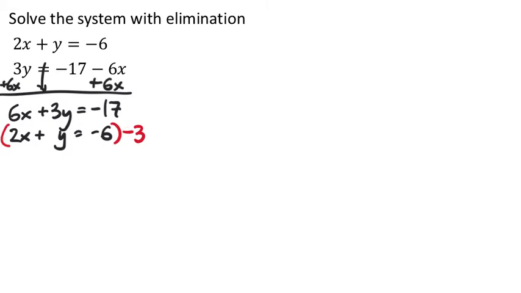So let's go ahead and distribute that negative 3 into the full equation. It has to distribute it to all the terms. So negative 3 times 2x would be negative 6x. Negative 3 times 1y would be negative 3y's. And then negative 3 times negative 6 would be positive 18. So that equals positive 18. The top equation we're just going to rewrite. So that was 6x plus 3y equals negative 17.